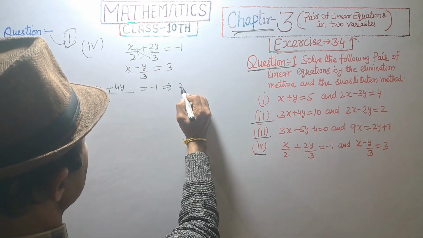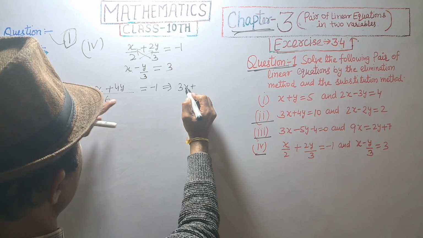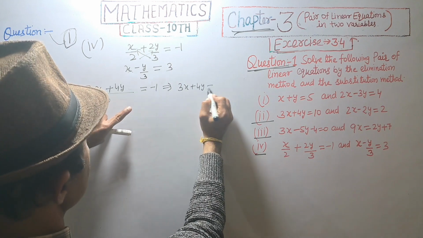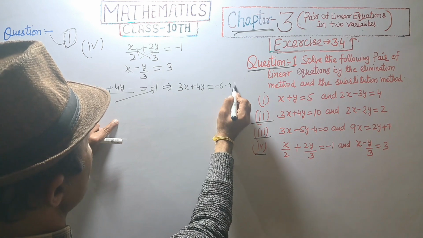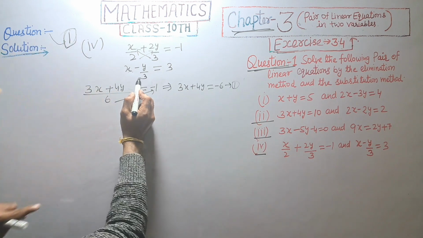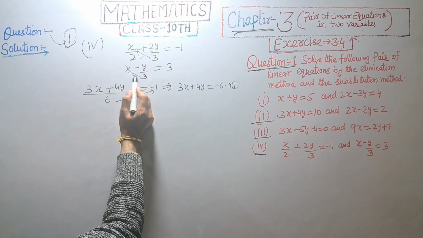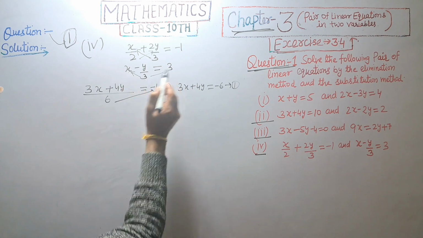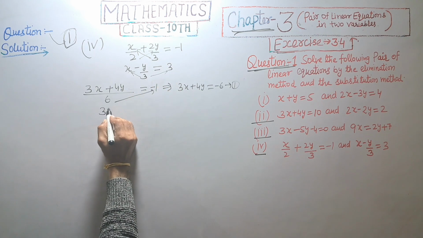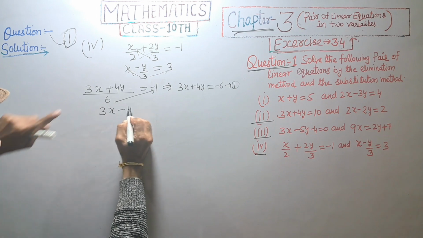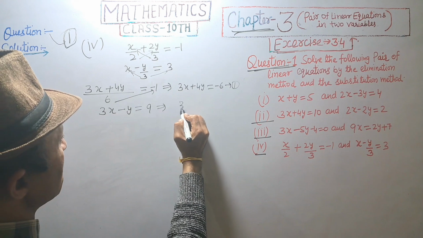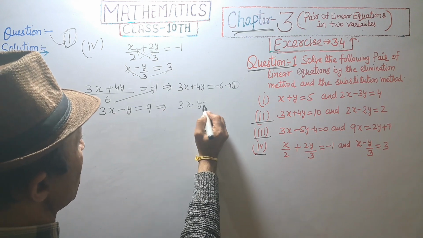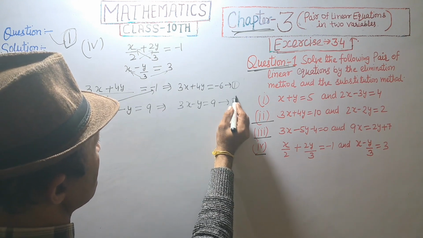This implies 3x plus 4y is equal to 6 multiplied by minus 1, that is minus 6. It's equation first. And we multiply 3 by x and 3 by 3, that is 3x minus y is equal to 3 3s are 9. This implies 3x minus y is equal to 9. It's equation second.